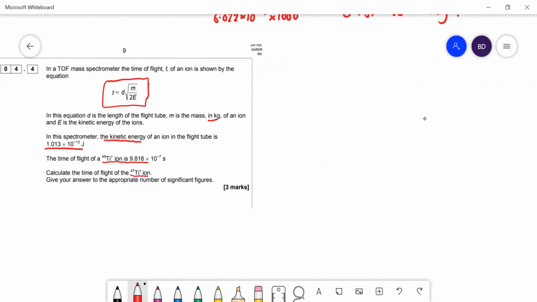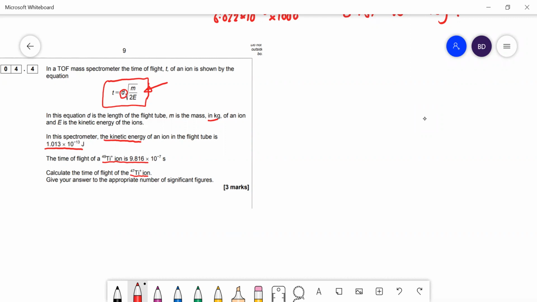Right. So the way I would do that is this. We know in this expression here, the energy is the same, the mass is different, the time is going to be different, but the length of the tube in each case is the same, D is the same. Now, what you could do is work out the length of the tube D by putting in the mass of the 49 and the time of the 49, work out D, and then use it again, but put in the values for the 47. But there is a quicker way of doing it than that, a better way.